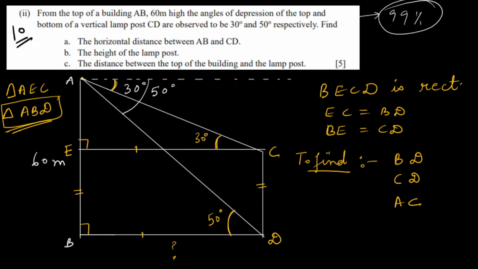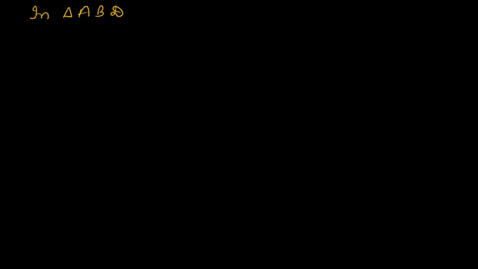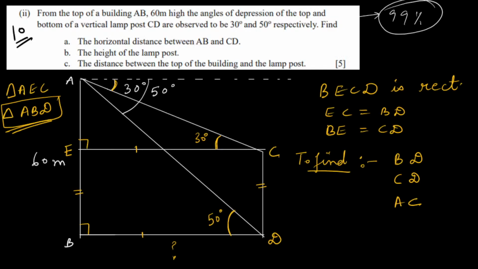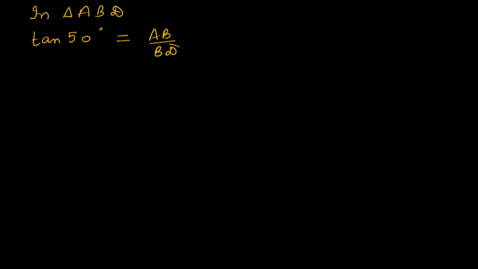So tan we can use, because the perpendicular is given to us, and the base we have to find. So I can write tan 50 is equal to AB by BD. What we have to find is BD, the thing which is in the denominator. The denominator thing I have already told.